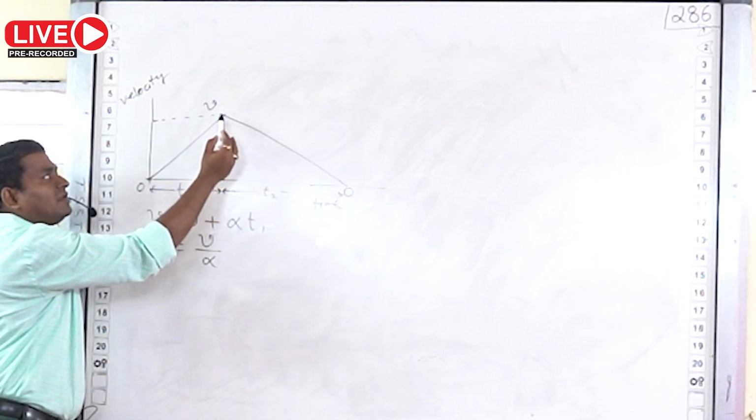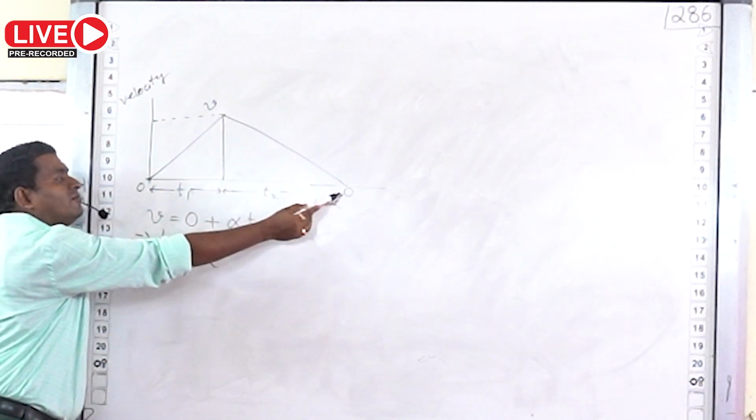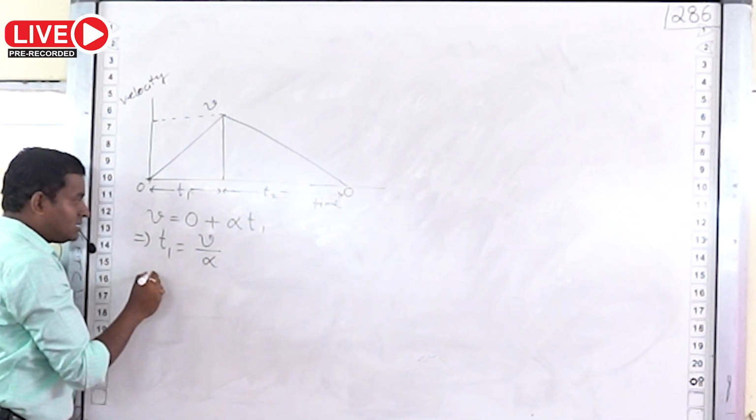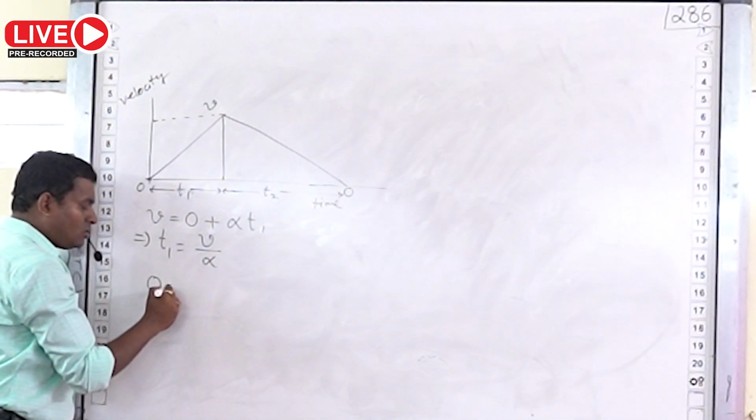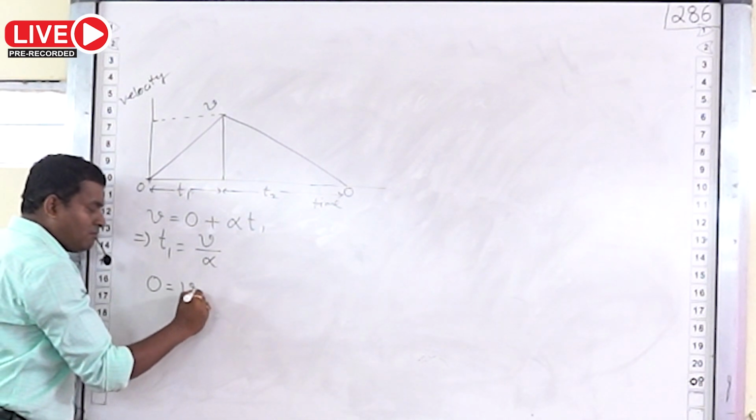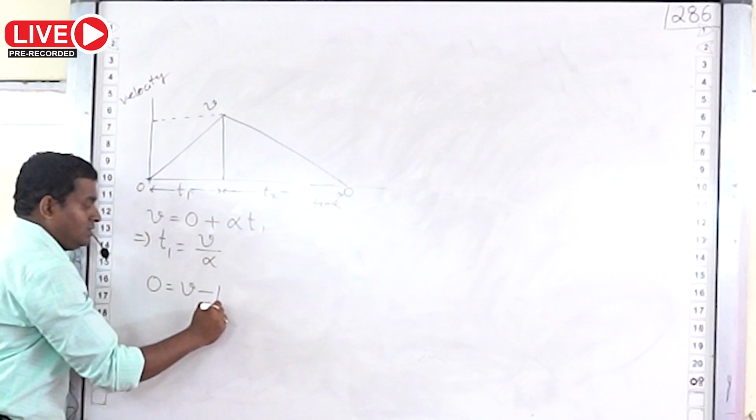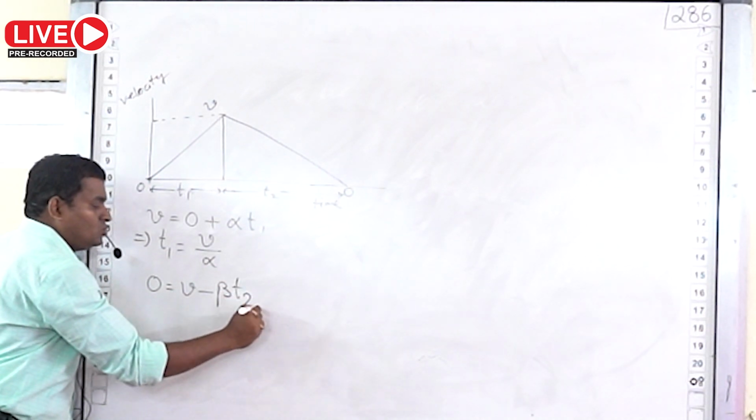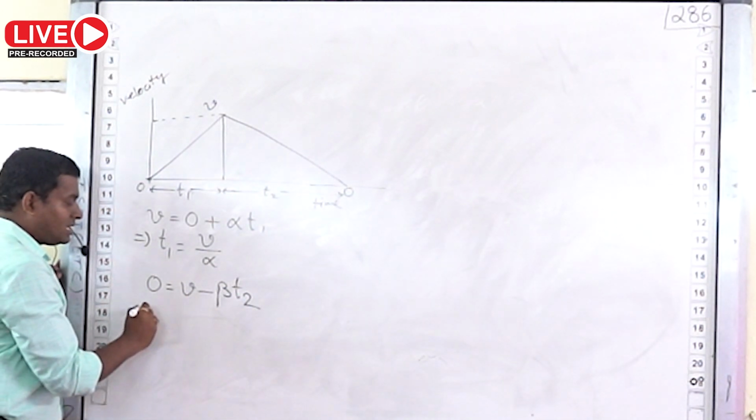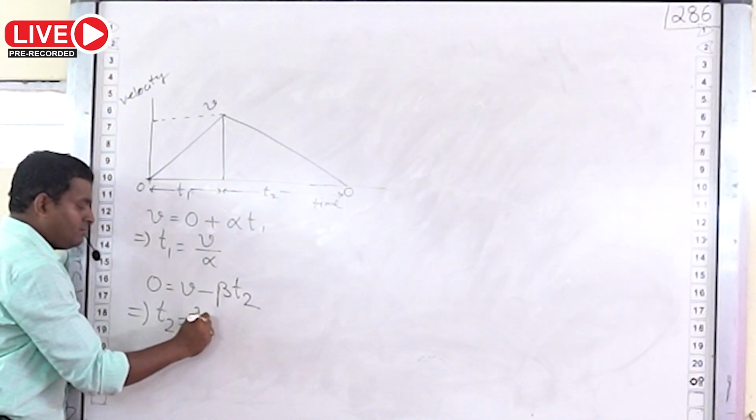Then come to the next part. What is the initial velocity? V. Final velocity? 0. So write this equation: final velocity 0, initial velocity V minus, because the second part is retardation, beta t2. Then we can write t2 equal to V by beta.